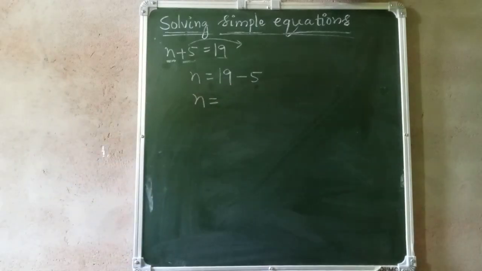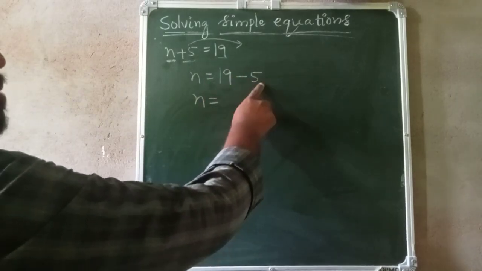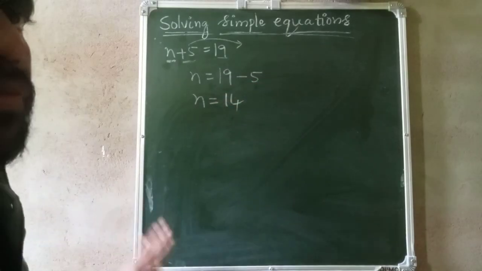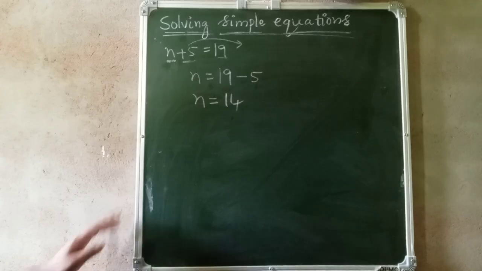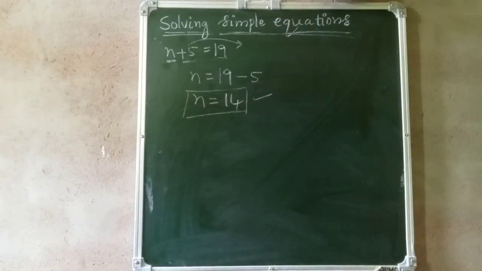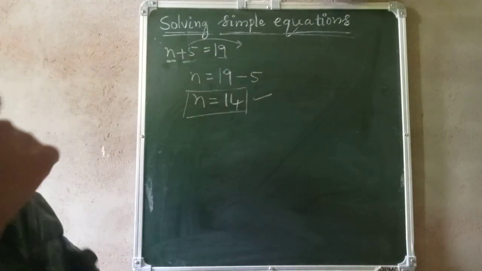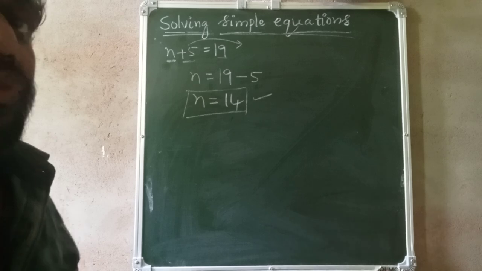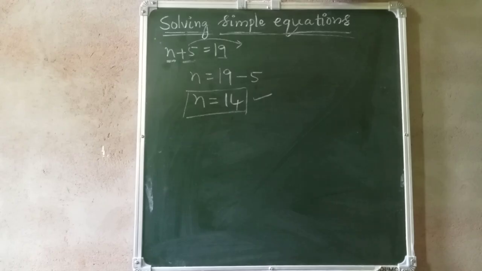Okay. So now n is equal to 19 minus 5. So we have to subtract 5 from 19 because minus is there. So 19 minus 5 is 14. Okay. Now see, this is the answer. n is equal to 14 is the answer. So next we will verify. We will check whether this n is equal to 14 is correct or not.